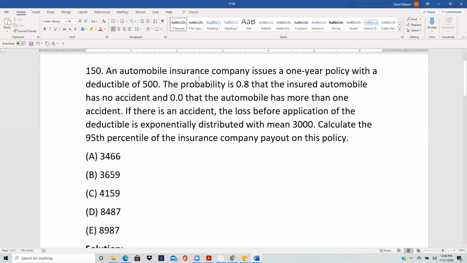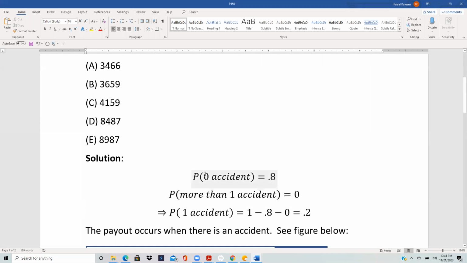So, 0.8 probability of zero accidents, 0 probability of more than one accident. So it means 1 minus 0.8 minus 0 will be the probability of one accident, because these are the only three scenarios: zero accidents, more than one, or one. So the one accident will be the complement of the other two. So that's 0.2. So the probability of an accident is 0.2.